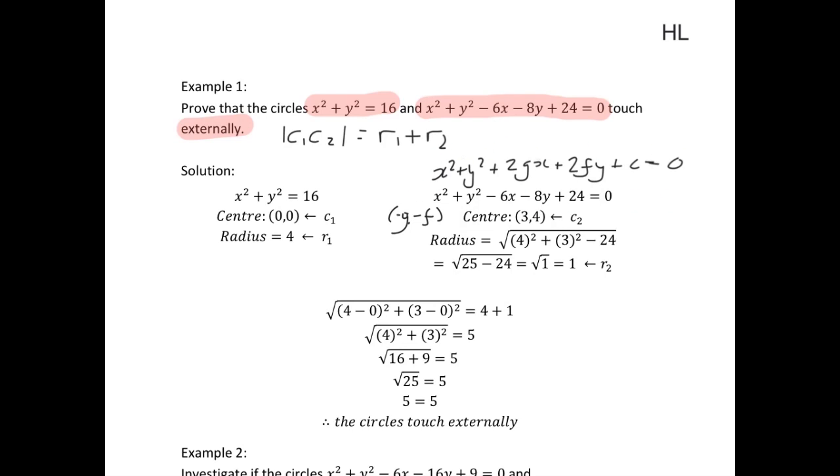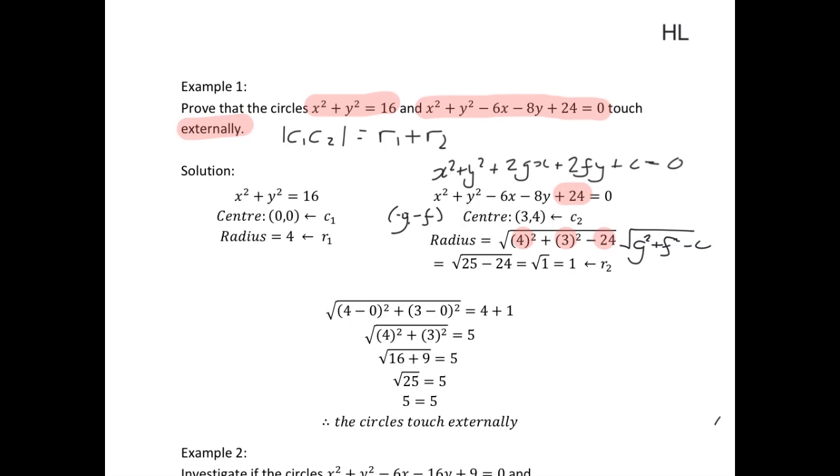Our radius, the formula for our radius in the case of an equation that looks like this, is given as the square root of g squared plus f squared minus c. So filling in our values for g, for f, and c, our constant, which in our case is 24, we get our radius eventually, our r2, to be 1.